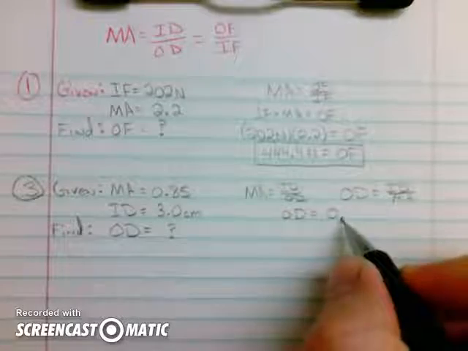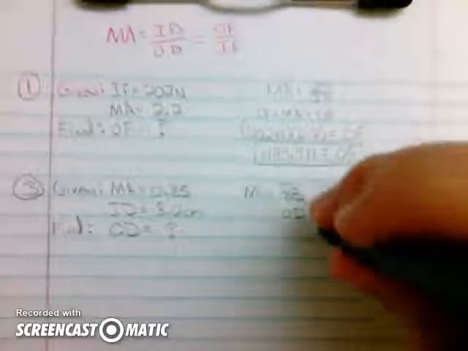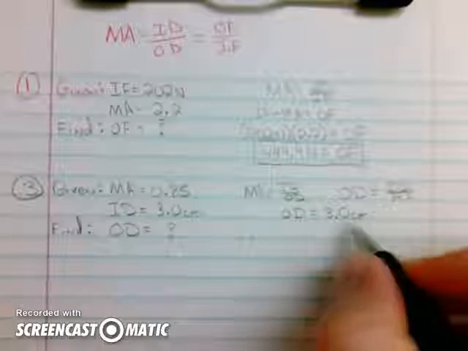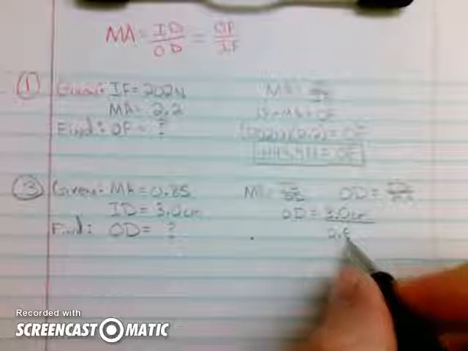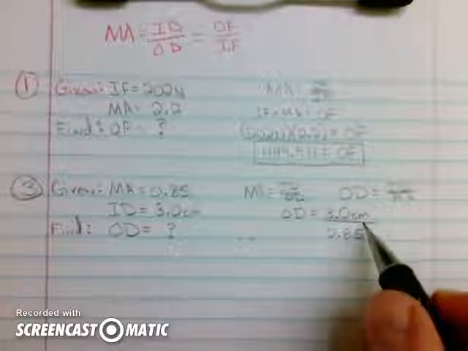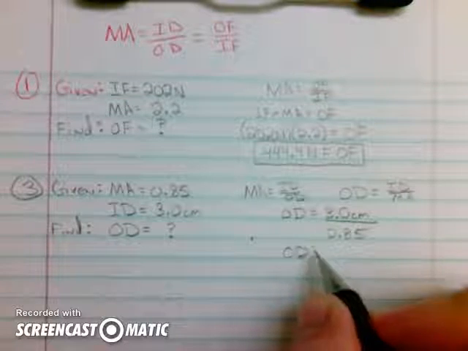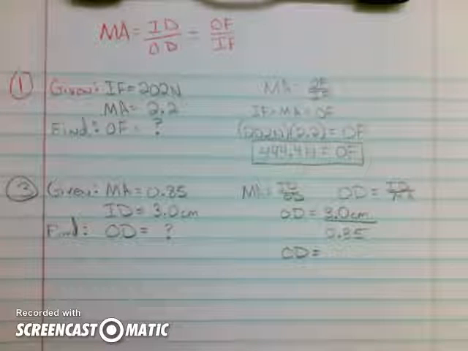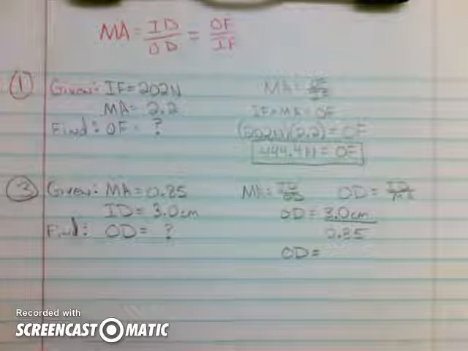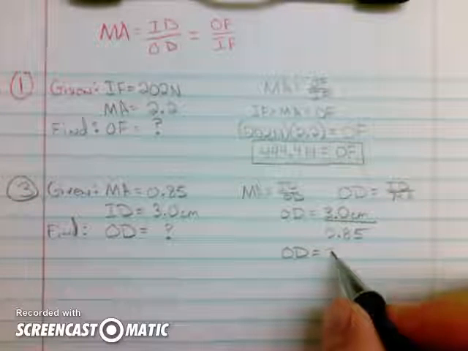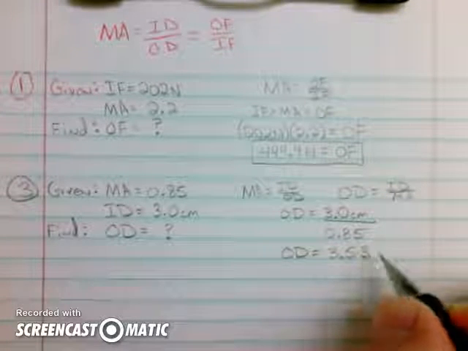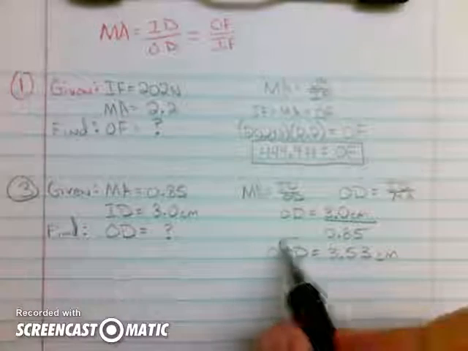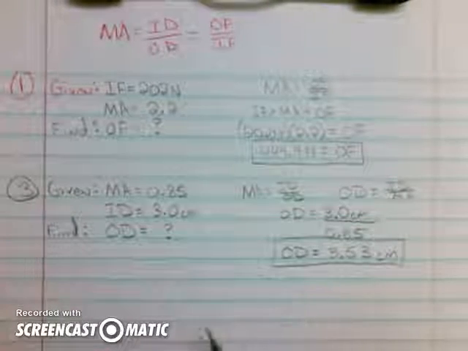So at 3.0 centimeters over 0.85. Okay, there's no unit down here, so we're going to have centimeters in our answer. So OD equals, let's see, 3 divided by 0.85. It's going to be 3.53. And that's going to be centimeters. Okay, I'm rounding that off. All right, put a box around your answer. Leave a space and we'll go on to the next one.